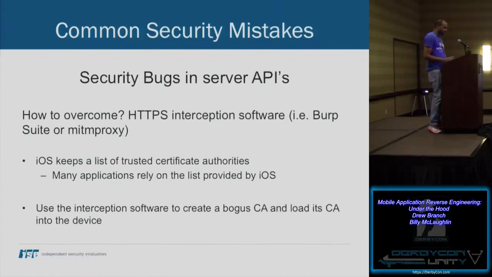So how do we overcome this? We will use interception software such as Burp Suite. Within iOS, iOS has a list of trusted CAs within its operating system. We can easily have Burp Suite create its own CA and then upload that into a mobile operating system and have that CA be trusted.